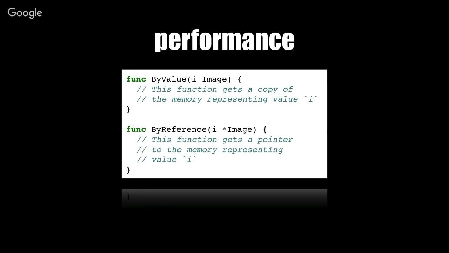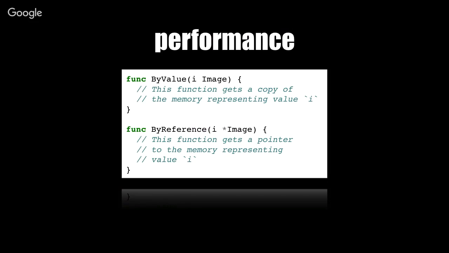The first one is they're there for performance. They help us with performance, right? I've got 2 functions here. I've got by value and I've got by reference. The second one takes a pointer. The first one takes a direct value. The difference between these 2, apart from the little asterisk that represents it being a pointer, is the first one gets a full copy of the memory that represents, in this case, an image, right?